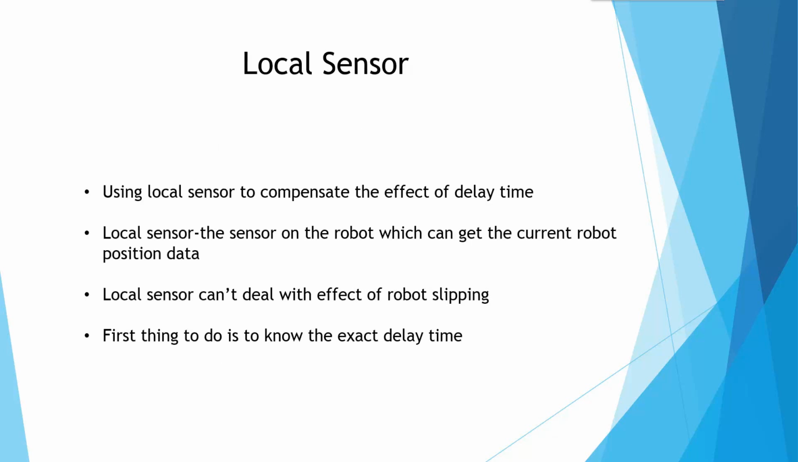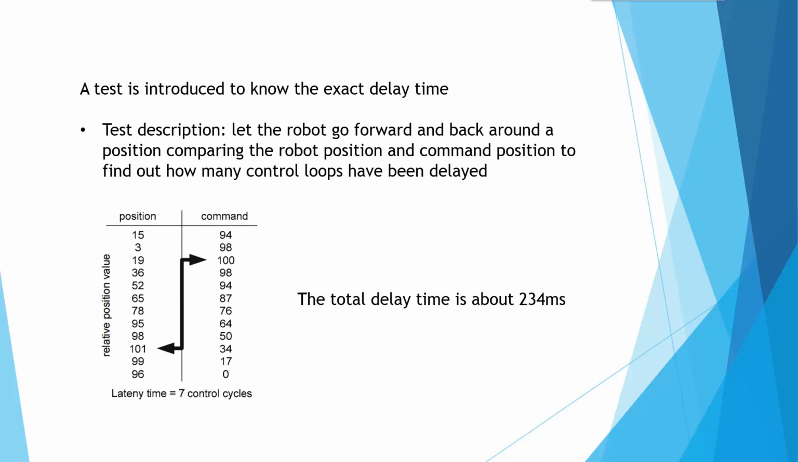Now I will introduce the robot local sensor and using it to deal with delay time. Local sensor can get the current robot position data and store the data on the robot, and use this data to compensate the robot position. First, we must know the exact delay time, and a test will deal with this. In this test, the robot will receive a signal and move back and forward around the position.